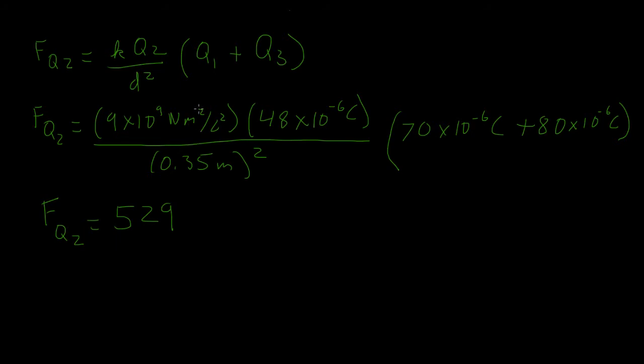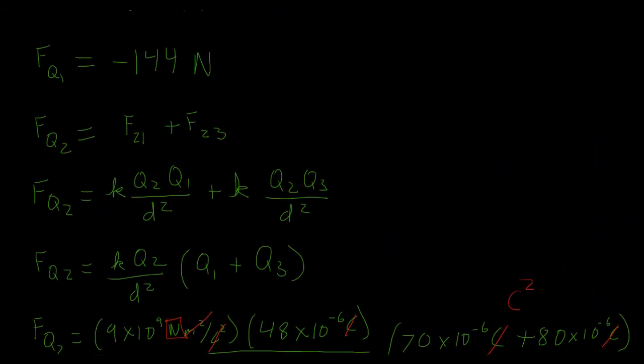And of course our units, meters squared will cancel meters squared. It's the same setup as before. We'll add these together and still get coulombs. Coulombs times coulombs is coulomb squared. That's in the numerator. Here I have coulomb squared in the denominator, so these will all cancel. And we're left with newtons, which is force. Okay, so positive 529 newtons.